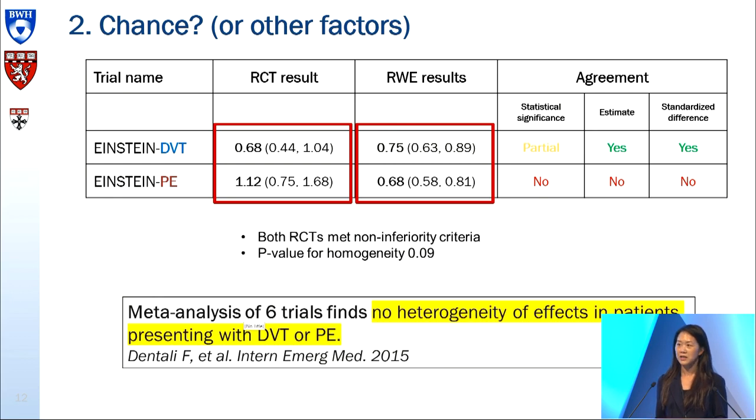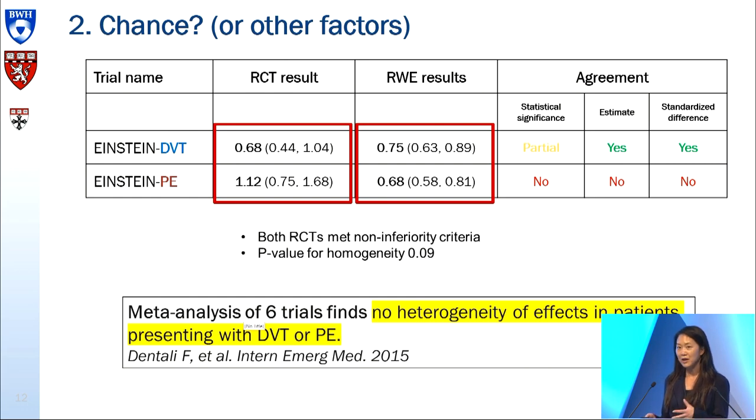So as we were looking into this and trying to understand what may be going on, we found this meta-analysis of six trials that were comparing different DOAC agents, which is the class of medication that rivaroxaban is in, these DOAC agents compared to warfarin on risk of recurrent venous thromboembolism. And this meta-analysis of these trials found that overall there was a modest protective effect of DOACs, with no heterogeneity effects in patients presenting with DVT versus PE.